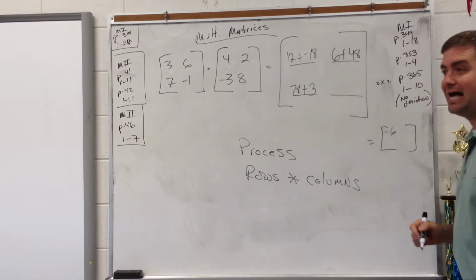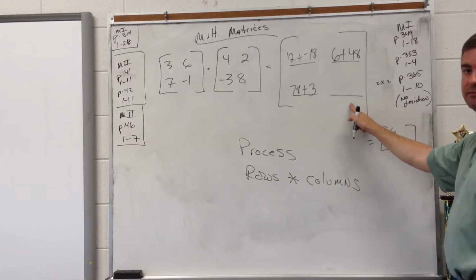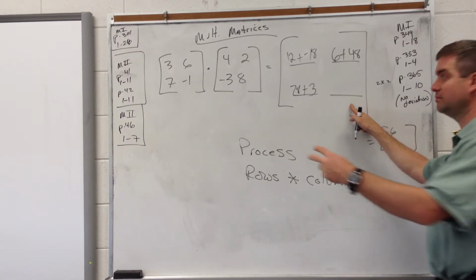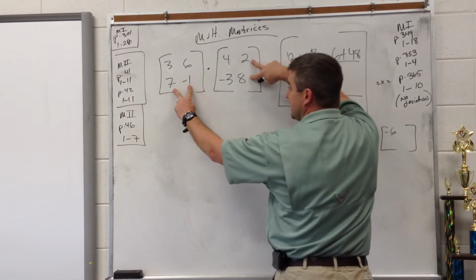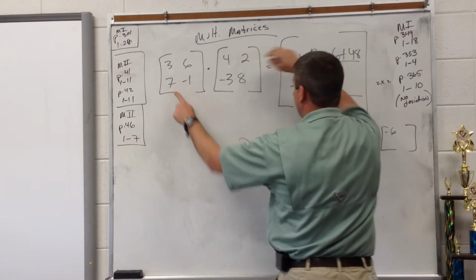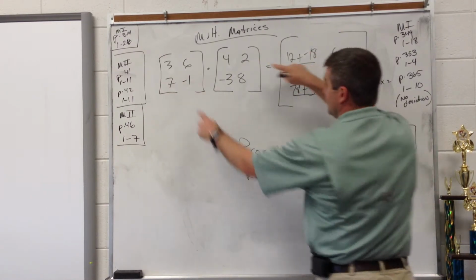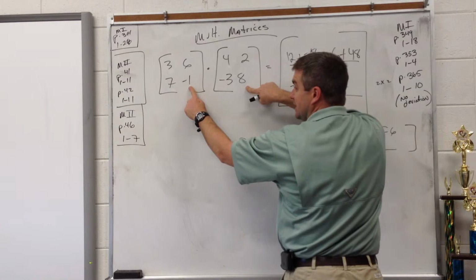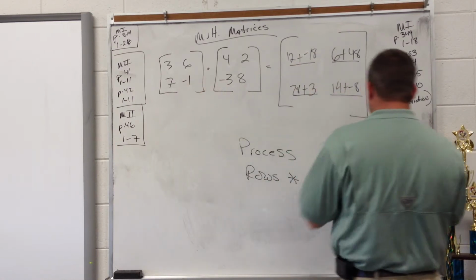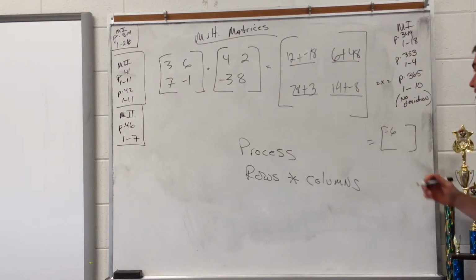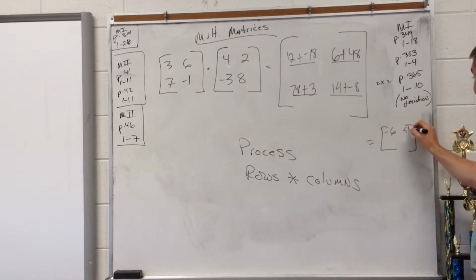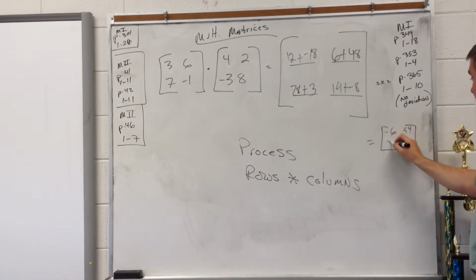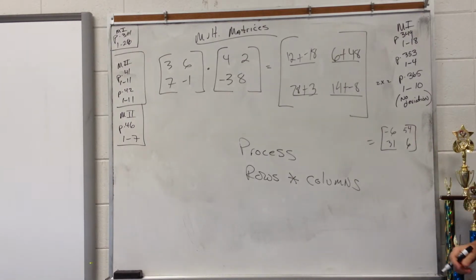Okay? Then the last one, what position is this? Second row, second column. 7 times 2 is 14 plus, what is this? -1 times 8 is -8. Then on my final draft, I simply have to add those up. 6 plus 48 is 54. 28 and 3 make 31. 14 and -8 make +6.